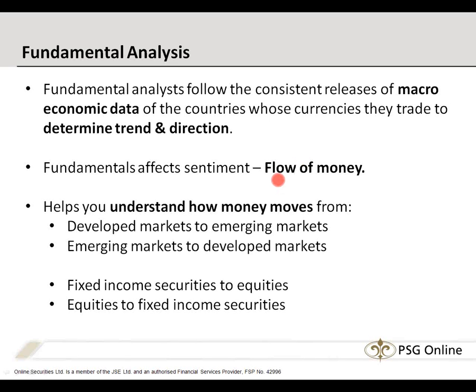But you want to look at the flow of money. So you need to understand how money moves from developed markets to emerging markets, and from emerging markets back to developed markets. So obviously now we can see the strength of the rand or the weakness of the dollar, etc. But also from fixed income securities to equities, and from equities back into fixed income. Those are the flow of funds. That is our goal, flow of money.